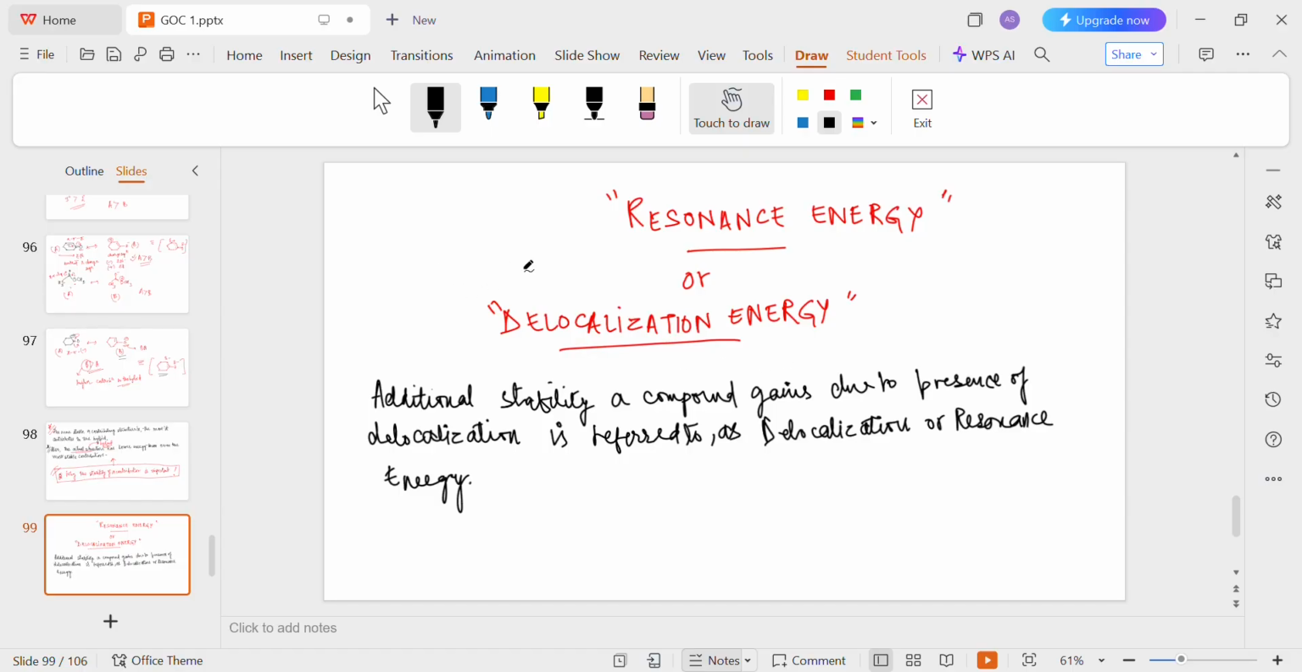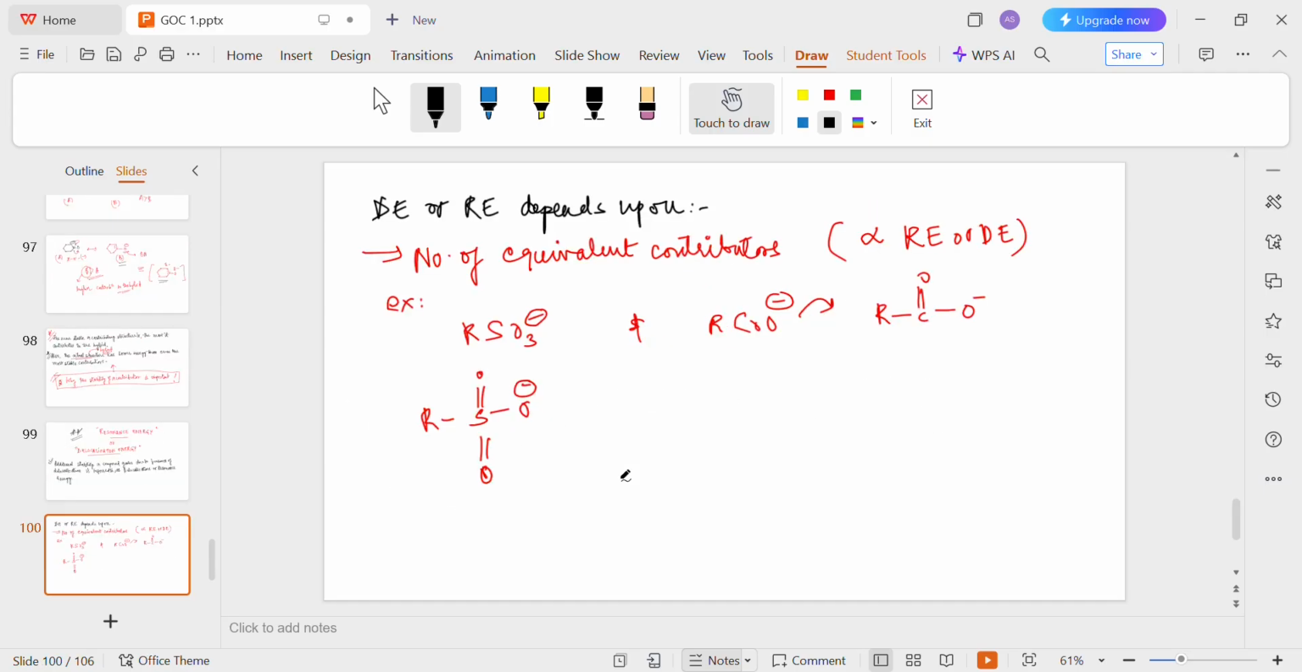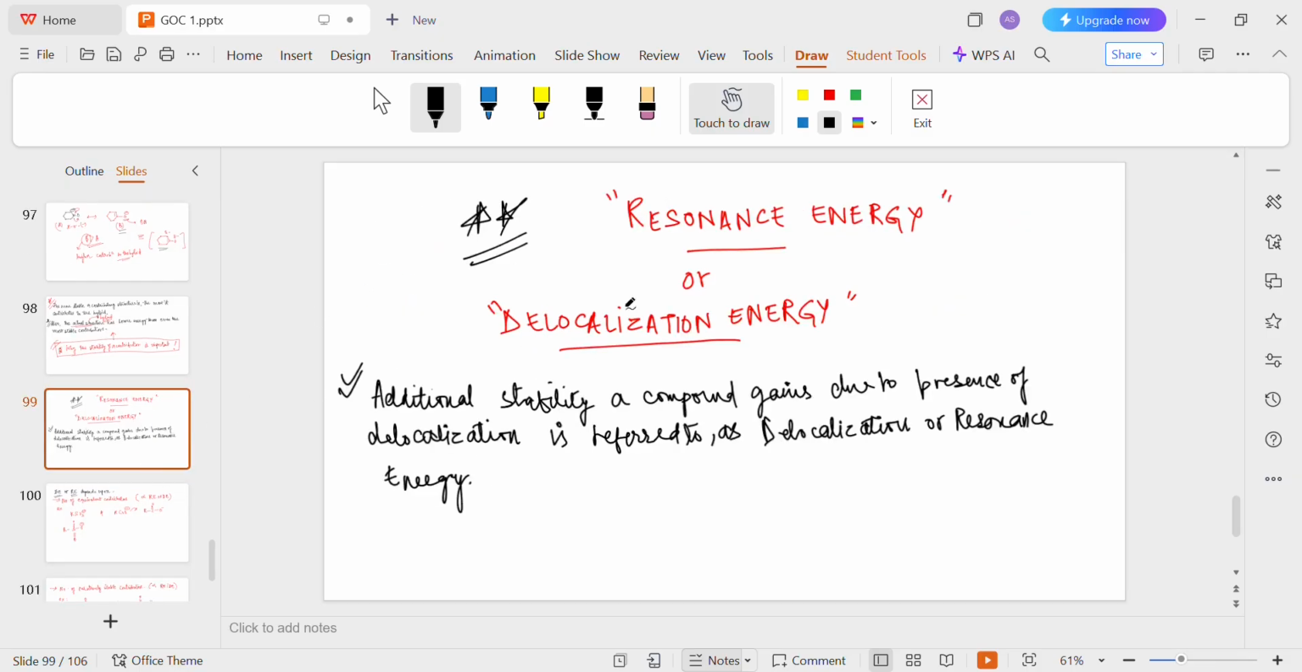Now we have a very, very important topic. It is the resonance energy or delocalization energy. We have been talking about resonance for the past few videos, but we don't know what resonance energy or delocalization energy is. Okay, so it is very important. Many questions have been asked from this topic in JEE exams also, or in JAM exams also. So resonance energy is, this is the definition of it. It is the additional stability a compound gains due to the presence of delocalization. Delocalization energy, the DE and RE, these are the abbreviations for resonance energy and delocalization energy.